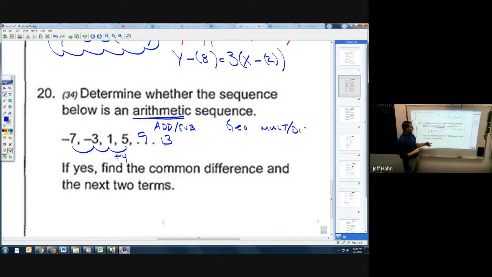Do we need to write the next terms? If yes, find the common difference, which is 4. Don't let the word difference fool you. It's not always subtraction.